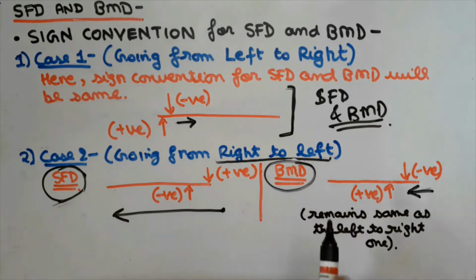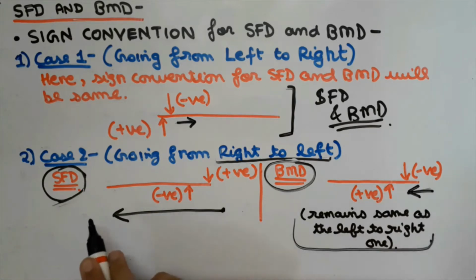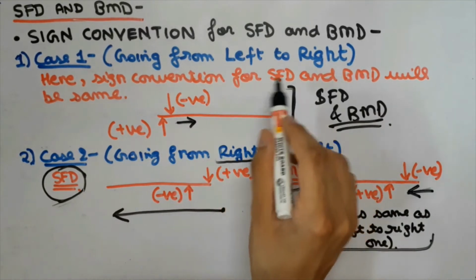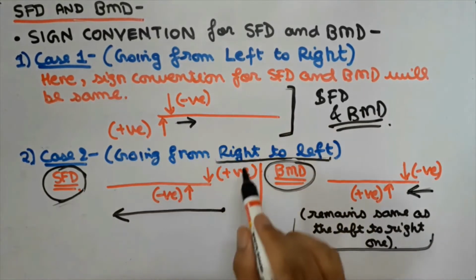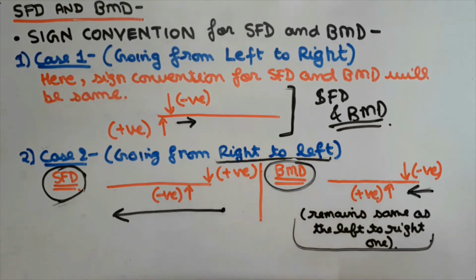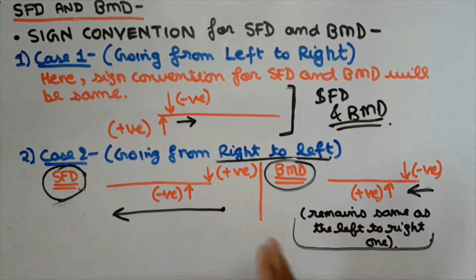That is, in the case of a BMD, you will apply the same sign convention irrespective whether you are going from right to left or from left to right. That is, I have written over here. But for SFD, both the sign conventions are different. That is, from left to right, the sign convention is this, and from right to left, this is the sign convention. Now guys, please keep these sign conventions in mind because we will use them in solving every question.